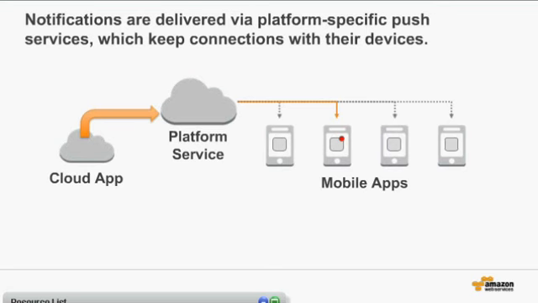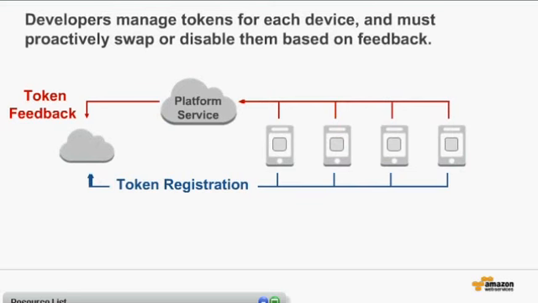In order to do that, you have to do all sorts of, again, undifferentiated heavy lifting associated with managing the permissions to talk to those devices. So the platform service typically manages token feedback from the application, and the devices themselves will send token registration information to be able to manage the permissions of the notifications. So developers that want to take advantage of push notifications have to be able to manage all of this for each device and must proactively swap or disable them based on feedback from the customers. So all of this, when you're just trying to build an engaging environment for your application and for your customers, is, again, what we call undifferentiated heavy lifting.